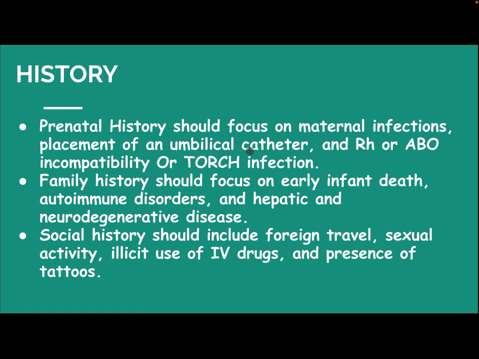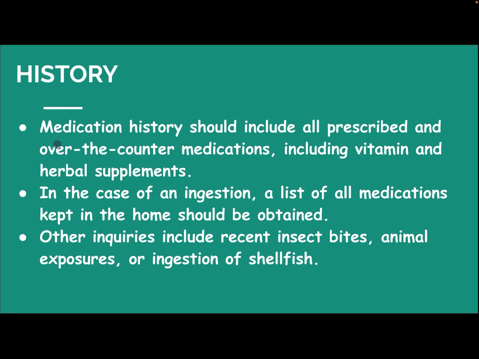Prenatal history should focus on maternal infections, placement of an umbilical catheter, and Rh or ABO incompatibility or TORCH infection. Family history should focus on early infant death, autoimmune disorder, and hepatic and neurodegenerative disease. Social history should include foreign travel, sexual activity, illicit use of IV drugs, and presence of tattoos.